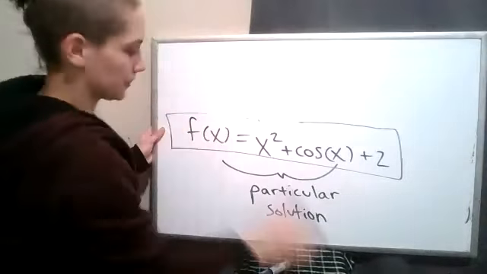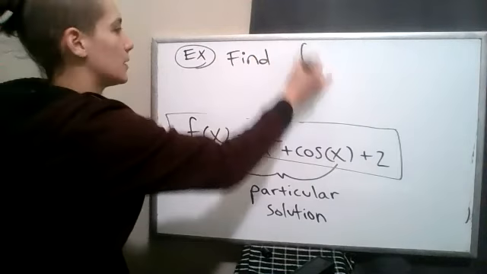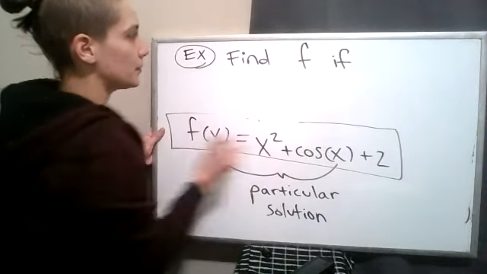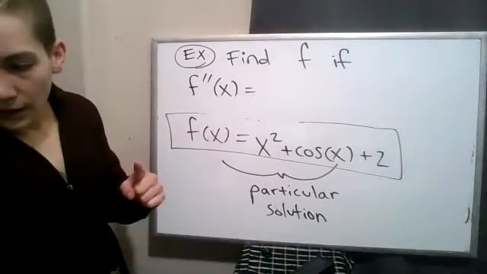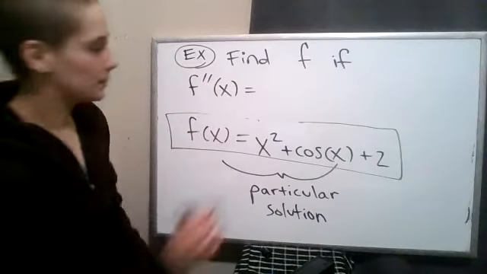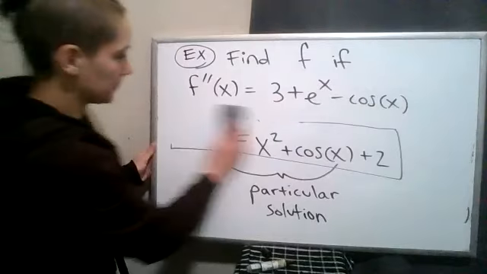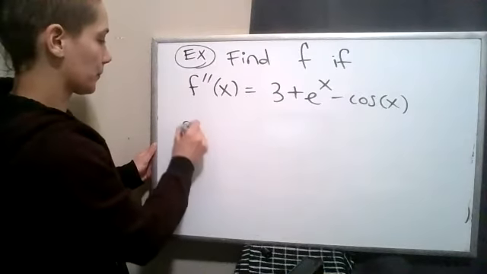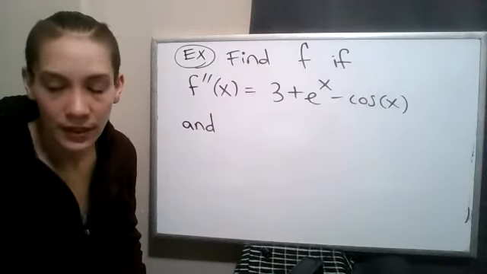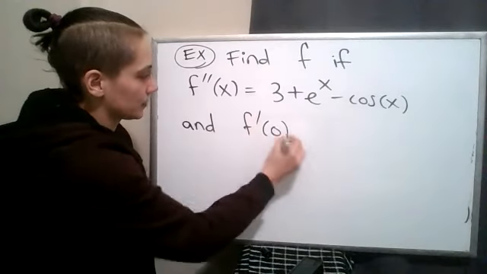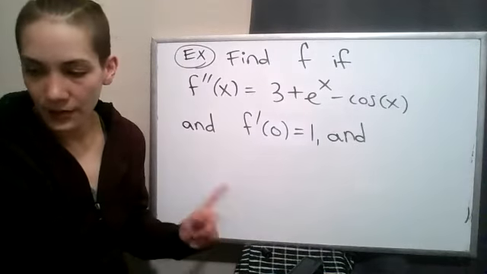Starting with a new problem. Find the original function f if f double prime of x equals 3 plus e to the x minus cosine x, and f prime of 0 equals 1, and f of 0 equals 2.